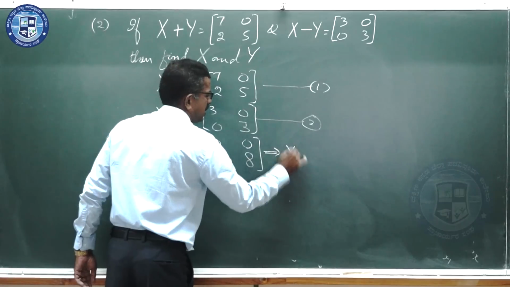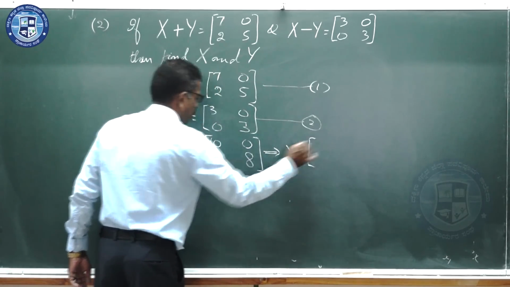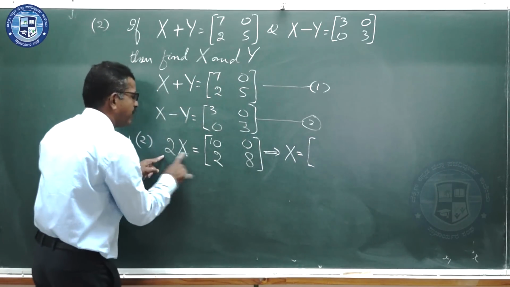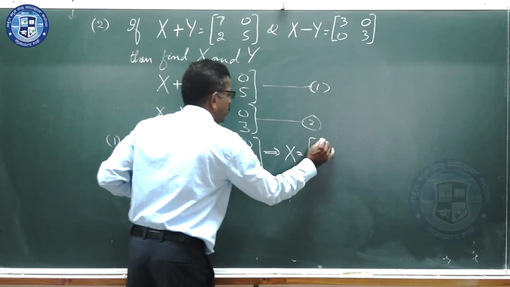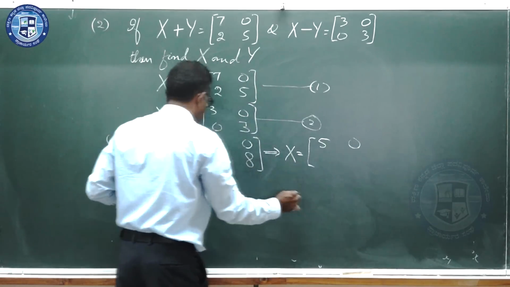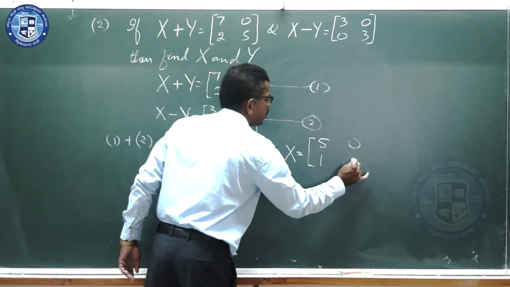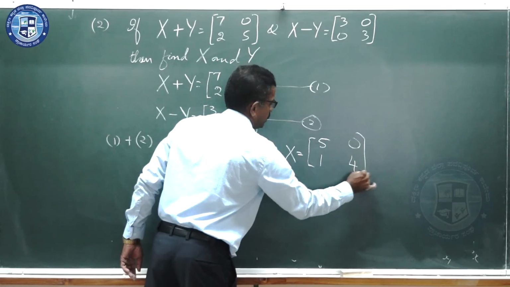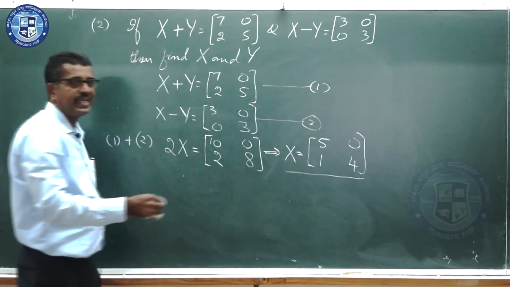So what would be x? This further implies x is equal to half of this one, so you divide throughout by 2. X will be equal to 5, 0 by 2 is 0, 2 by 2 is 1, 8 by 2 is 4. So that is the matrix X.